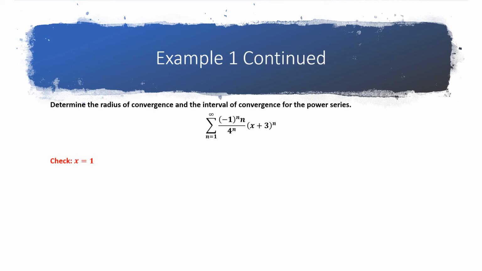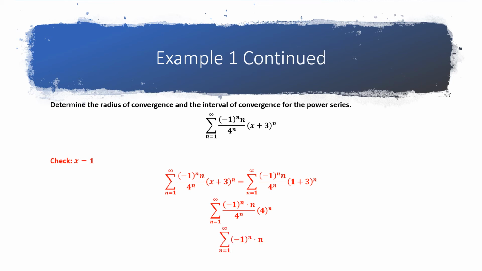All right, now I have to check x equals 1. So I plug 1 into my original function, and then I simplify that, and I get (-1)^n times n over 4^n times 4^n. Those 4^n's are going to cancel out, and it's going to leave me (-1)^n times n.